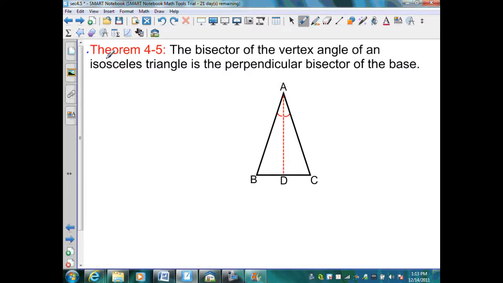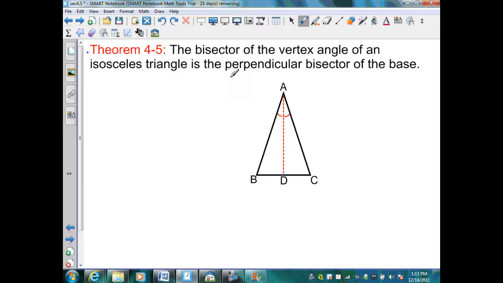Theorem 3.5 is extremely powerful in generating information inside of an isosceles triangle. Theorem 3.5 states the bisector of the vertex angle. Here we're given an isosceles triangle. My legs are AB and AC. The vertex angle would be BAC. The vertex is angle A. The base angles are B and C. AD is an angle bisector of the vertex angle.